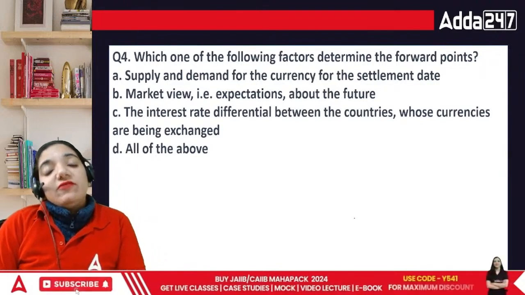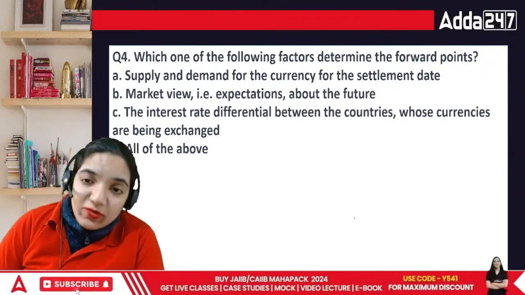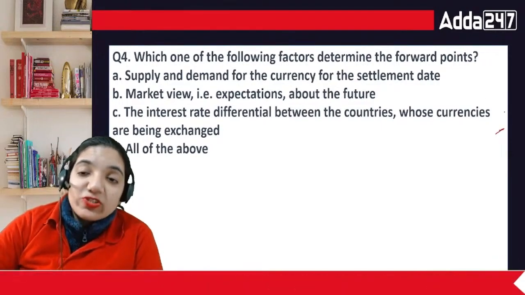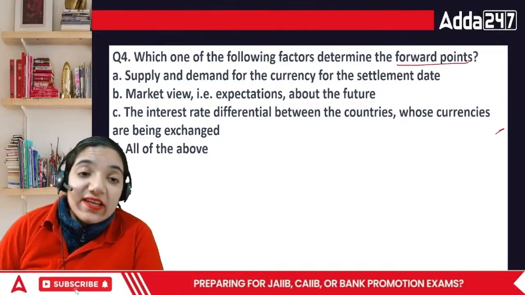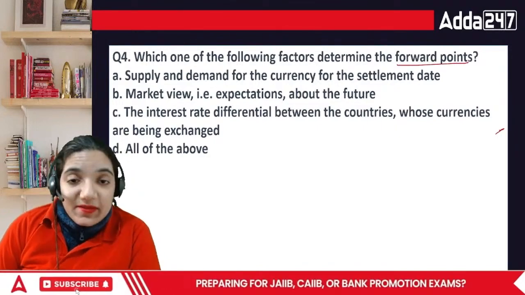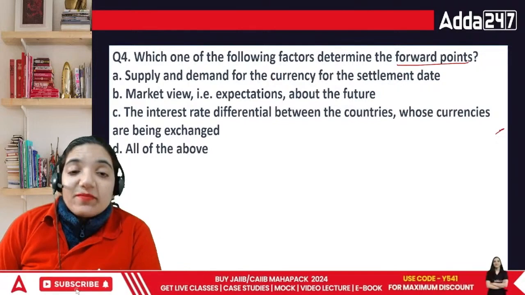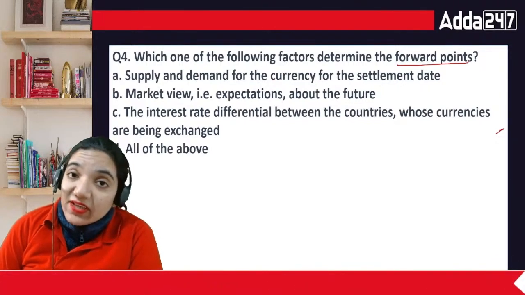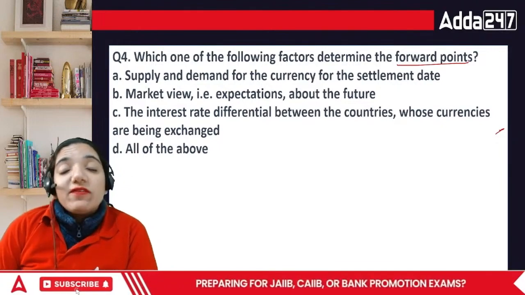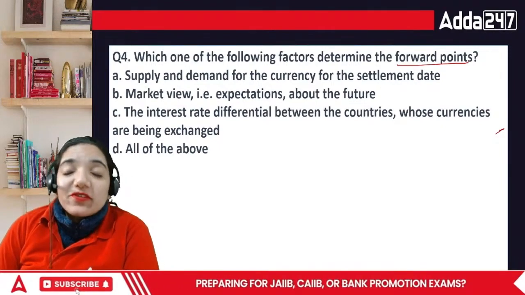In this case, they're saying the following points will determine the forward points, meaning whether the future price is going to increase or decrease. It is impacted by what? Supply and demand of the currency. Is it affected by the expectations of the future? Maybe in the future we see that there is a downturn coming in, so we will invest more right now and try to make speculative profits as well.